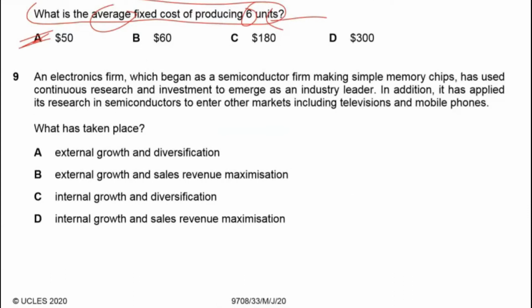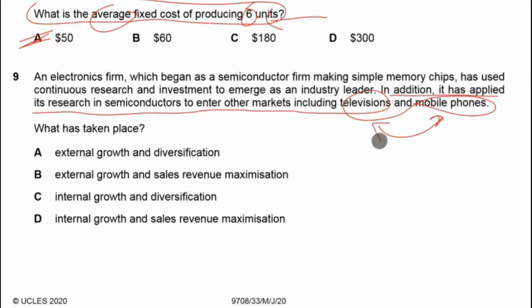Now see, internal growth is when a firm uses its own setup and its own assets to expand its business. And diversification means producing more than one type of goods. Now here in question number 9, the examiner is clearly saying that in addition, it has applied its research in semiconductors to enter other markets, including television and mobile phone. It means now it is producing more than one type of good, so it is diversifying. One concept is specialization, and against that concept we have diversification. Specialization is when you focus on one product. So this statement shows diversification. So options A and C are basically containing this concept.